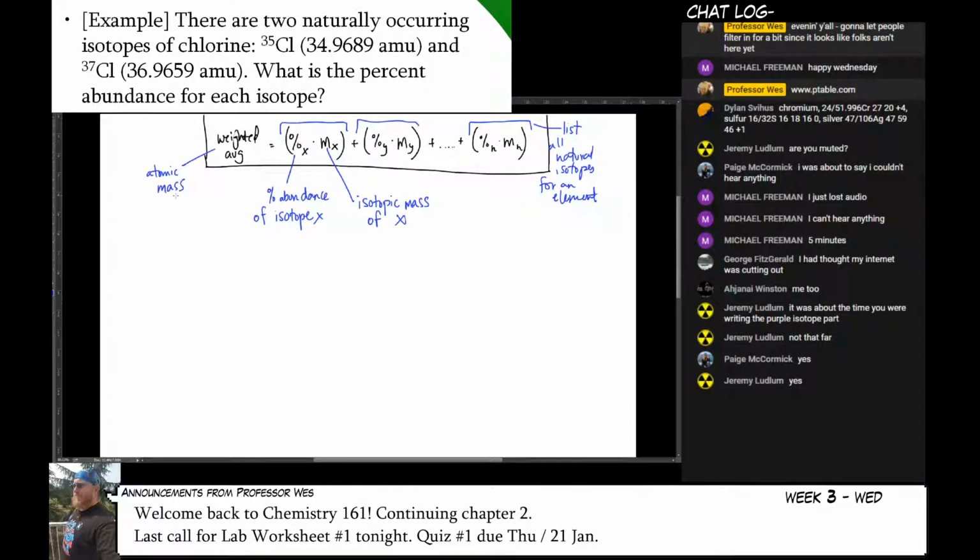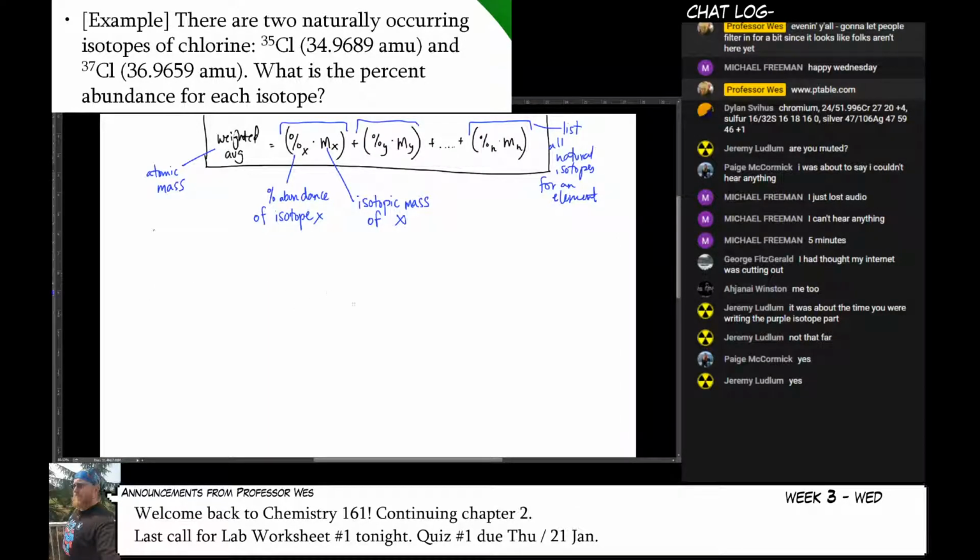So I need the atomic mass right here. I need the atomic mass right here of chlorine. So let's go to the periodic table. Actually, you know what? Let's not do that just yet. Let's just write this. So we're going to say M.